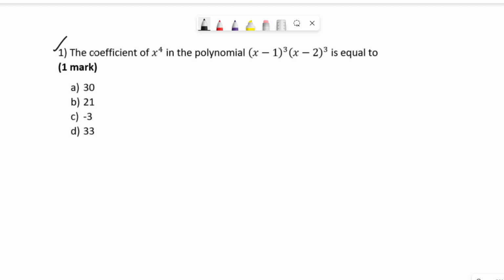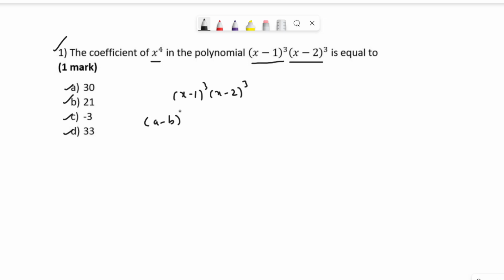Let's see this first question. The coefficient of x power 4 in the polynomial (x minus 1) whole cube, (x minus 2) whole cube is equal to. The given options are 30, 21, minus 3 and 33. See, this is a simple question. (x minus 1) whole cube, (x minus 2) whole cube. If you know the formula of (a minus b) whole cube, then you can easily solve this question.